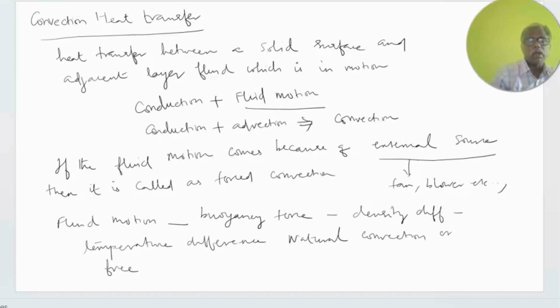Both of them require fluid motion. If you use an external source like a fan, blower, etc., for making the fluid motion, that is called forced convection. And if it comes because of buoyancy force, which is created by density difference, which is created by temperature difference, then it is called free convection, another name being natural convection. So fluid motion is a must to have convection heat transfer.